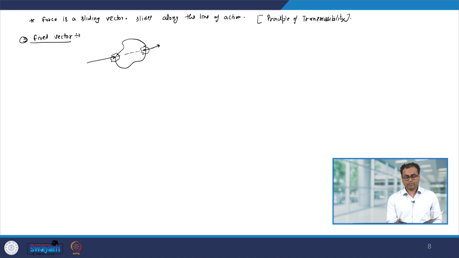So, in this case, when the body is not rigid, we cannot translate the force along its line of action, and we have to exactly define where we are applying the force. So, that means in this case, this vector has a unique point of application. Okay. So, as I said, the examples are the forces on, let us say, non-rigid bodies.